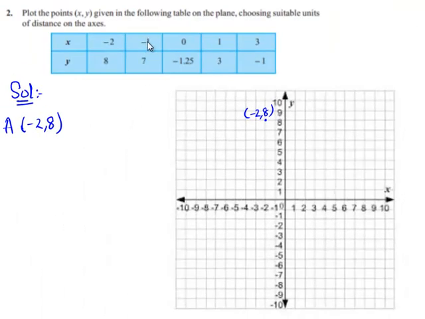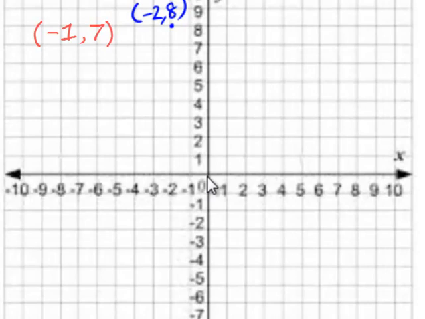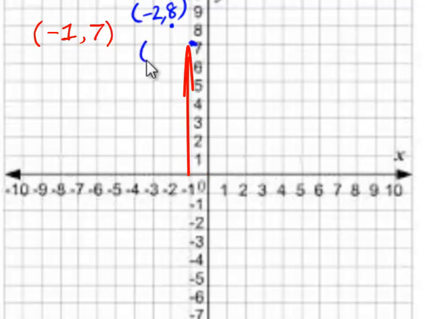Now let us take the second point B, -1, 7. Starting from the origin, since the x coordinate is given as -1, we move 1 unit along the negative direction of the x-axis, and further from here, since the y coordinate is given as +7, we move 7 units along the positive direction of the y-axis. So the point -1, 7 will be here.